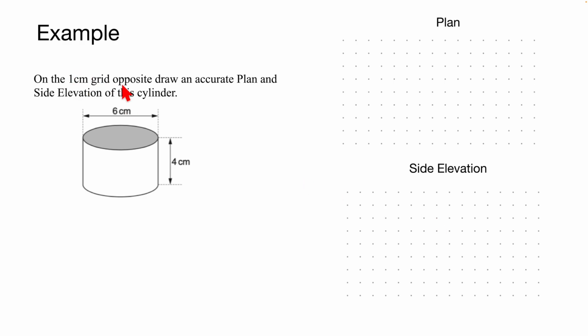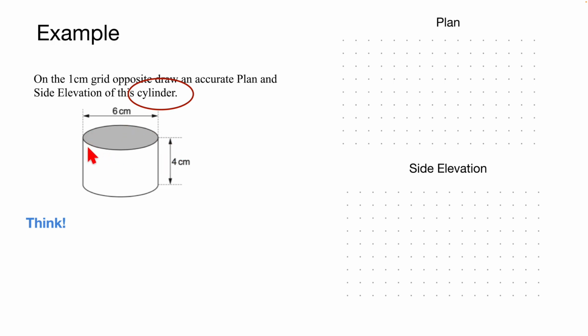Use the 1cm grid opposite to draw an accurate plan and side elevation of this cylinder. Right, we're going to have a little think before we get started. The key is this word, cylinder. A cylinder is always a circle. It's a circular prism. Although this looks like an oval, and many students drew an oval, that's actually a circle just viewed from the side.